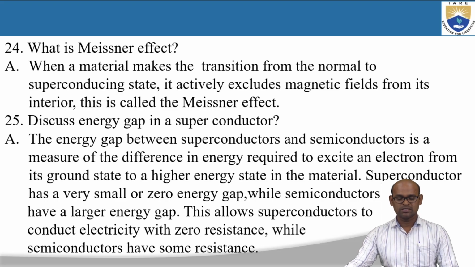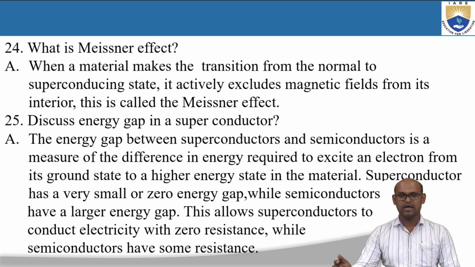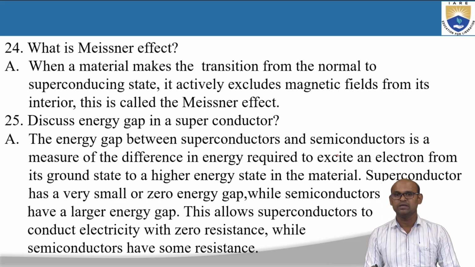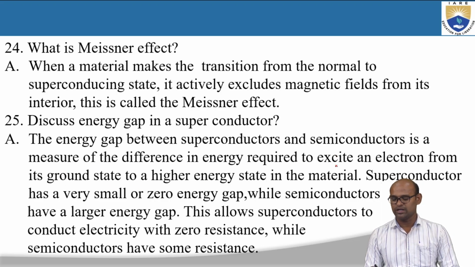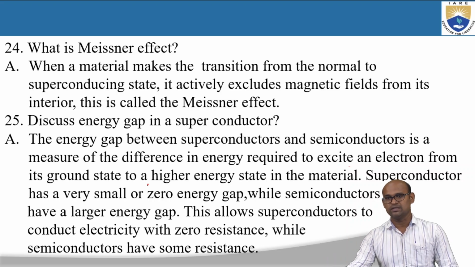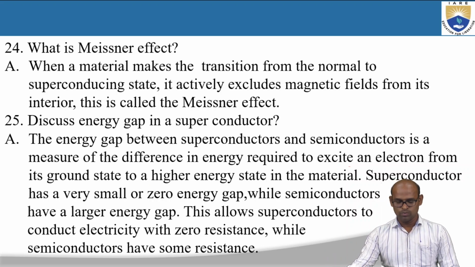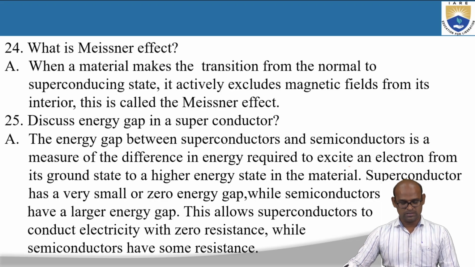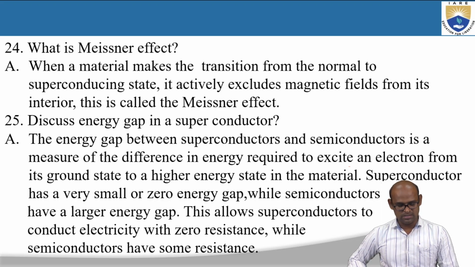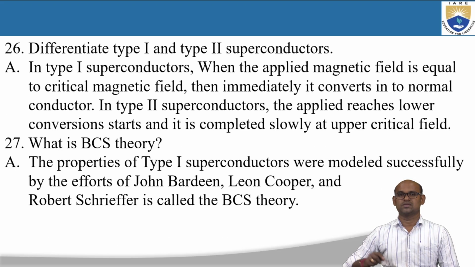Discuss the energy gap in a superconductor. The energy gap between superconductors and semiconductors is a measure of the difference in energy required to excite an electron from its ground state to a higher energy state in the material. A superconductor has a very small or zero energy gap, while semiconductors have a larger energy gap compared to superconductors. This allows superconductors to conduct electricity with zero resistance, while semiconductors have some resistance.